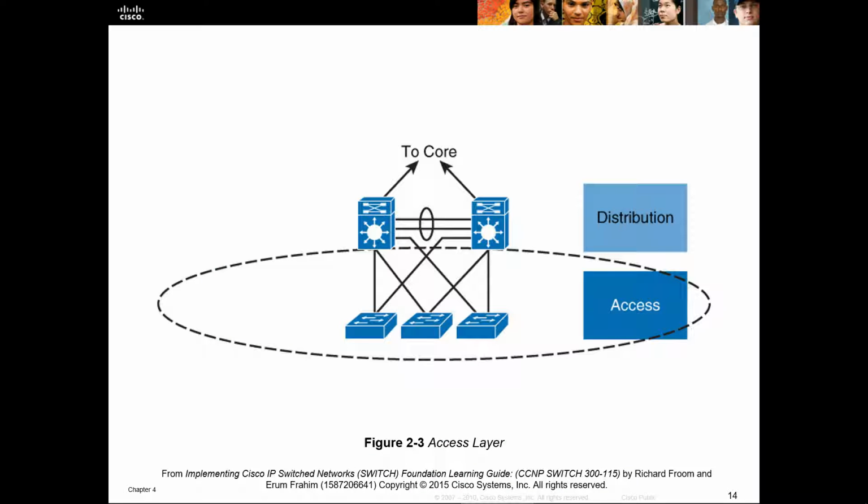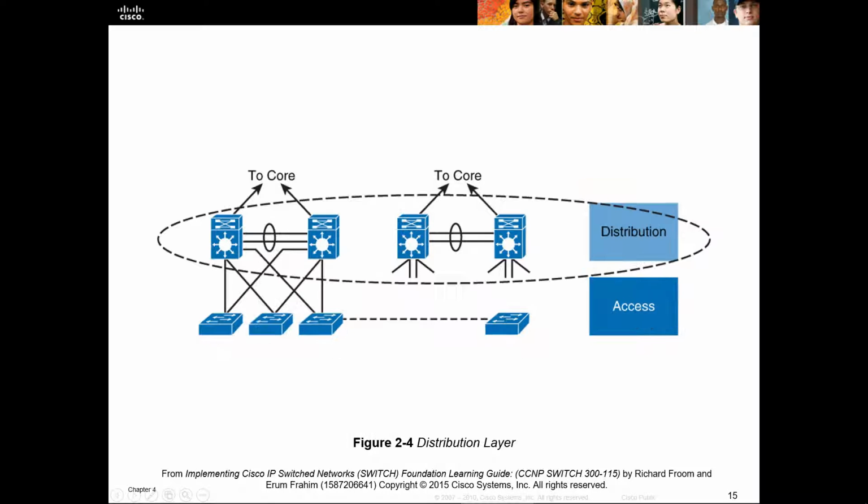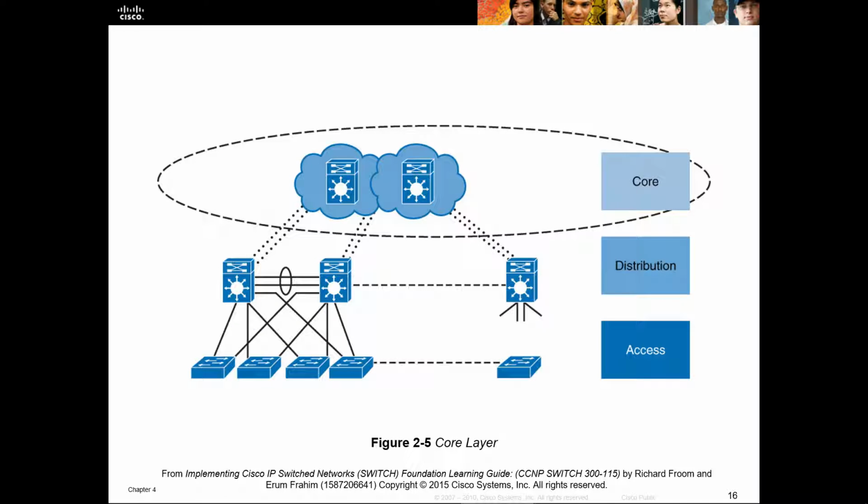So let's look at this one more time. Our access layer is going to be where we connect. Our distribution layer is going to take all of our access links and move them to a distribution layer. Our distribution layer will then connect to the core. That core is going to be a high-speed connection. That core will be the most expensive switches, and they may connect to multiple distribution points.